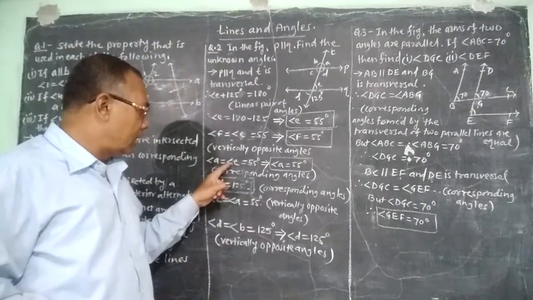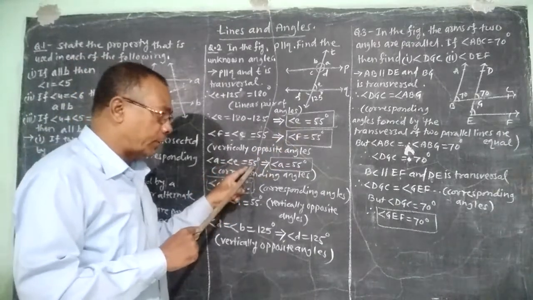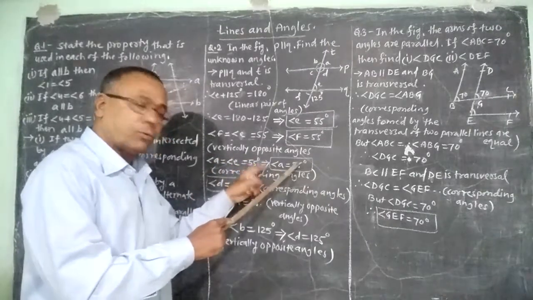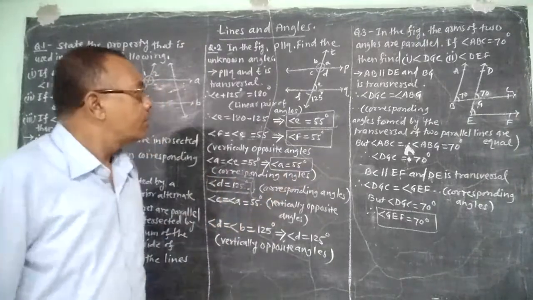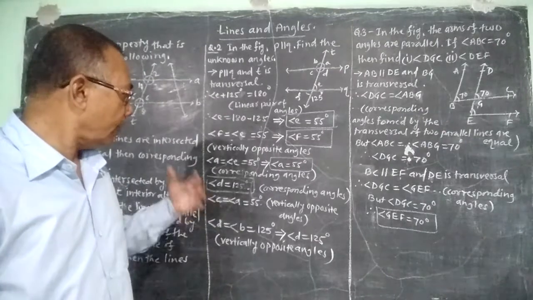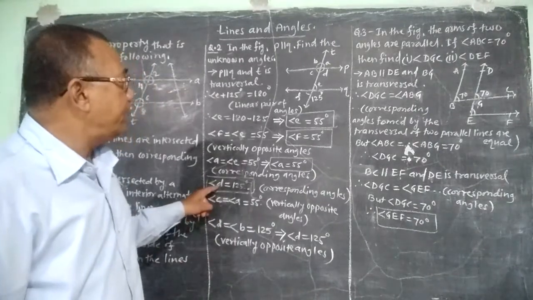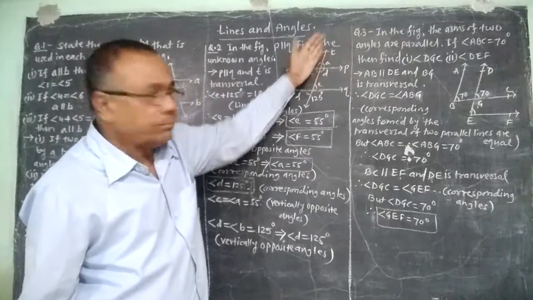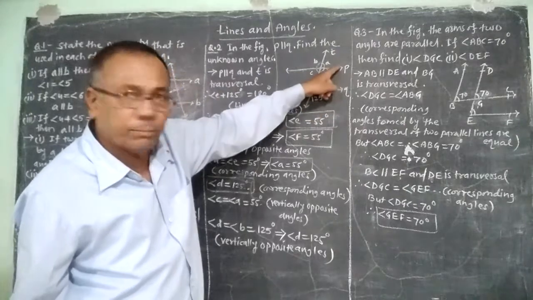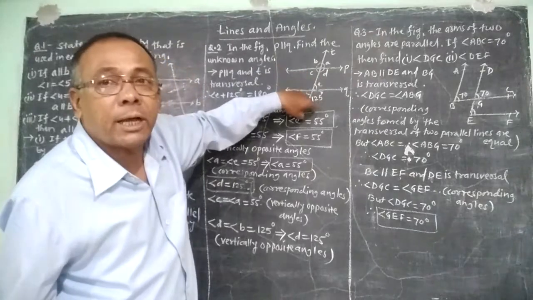Here it is given that angle E is equal to 55 degrees. If angle E is 55, then angle A is also 55. Its reason is corresponding angles, because angle A and angle E are corresponding angles. Now we know that angle D, below the line, to the right side of the transversal, below both lines P and Q, and the angle 125 are also corresponding angles.